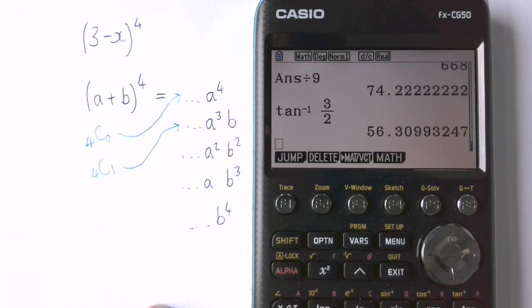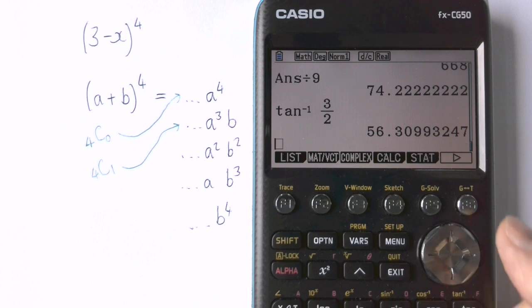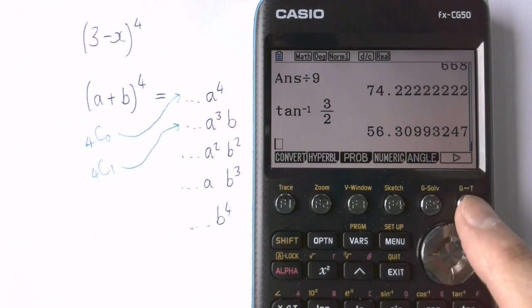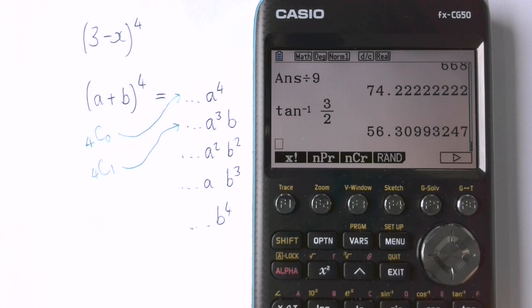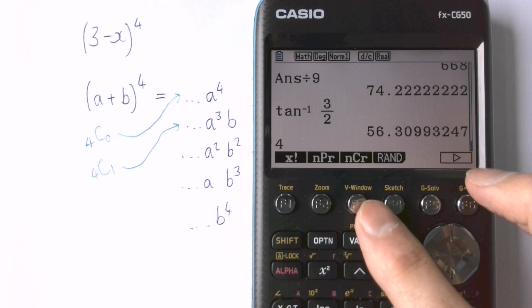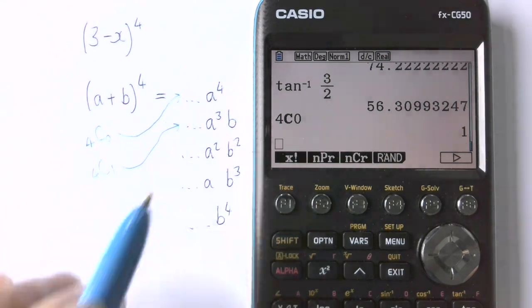So we're in normal mode. It comes under option, and we need to go to the second page of options and choose probability. And there it is. Bit hard to find, but once it's there, it's there. So I'm going to do 4C0, which you'll remember, I'm sure, is 1. And in fact, the first and last coefficients are always 1.